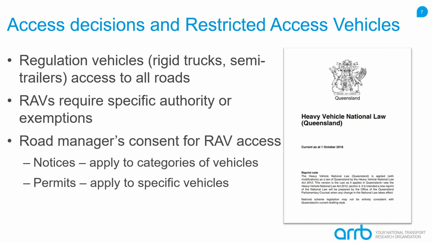Essentially, the National Heavy Vehicle Regulator governs heavy vehicle access through the Heavy Vehicle National Law. This basically means that all regulation vehicles, such as rigid trucks and semi-trailers, have access to all roads under general access. Then there are also restricted access vehicles, which require specific authority or exemptions to access road networks. Road manager's consent is required to provide access to restricted access vehicles under the HVNL, and that's done through two mechanisms of access, which are notices and permits.